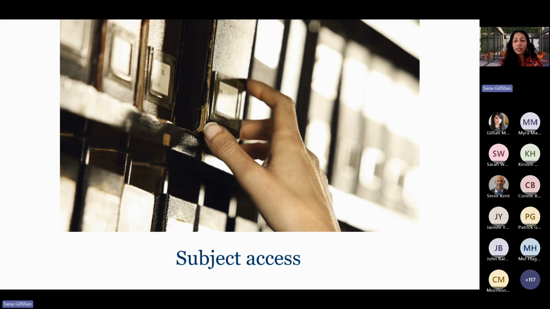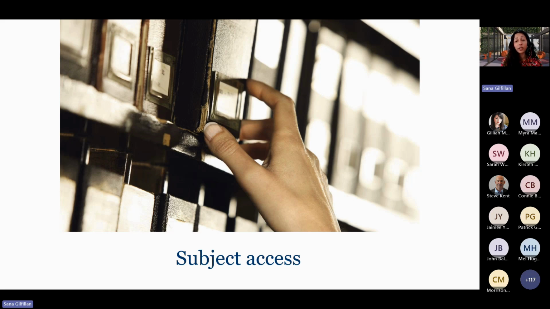So like I said, this is somewhere that a lot of organizations struggle, especially I think nowadays people are becoming more aware that they have this right, so they are exercising it, which is great, but it can be a bit of a burden for organizations to fulfill these requests in time. Generally, the clock starts ticking as soon as you've received the subject access request.